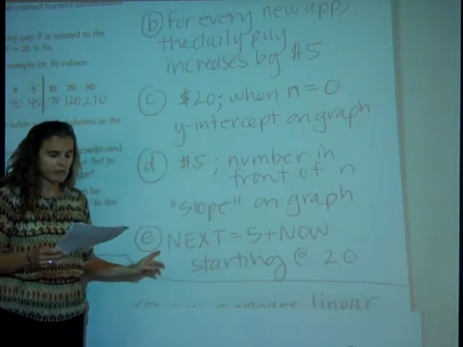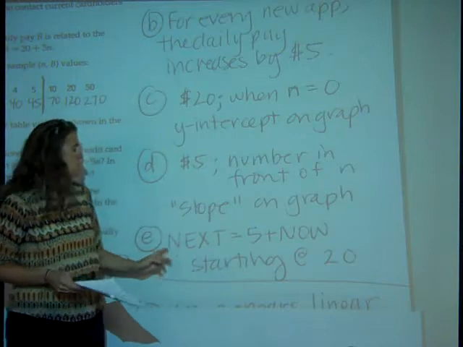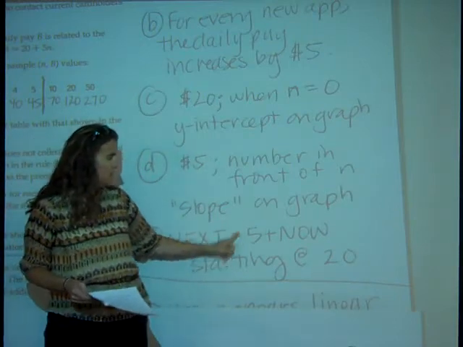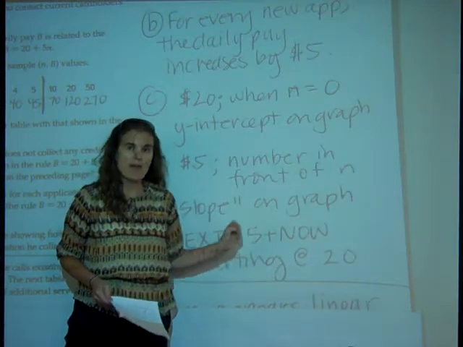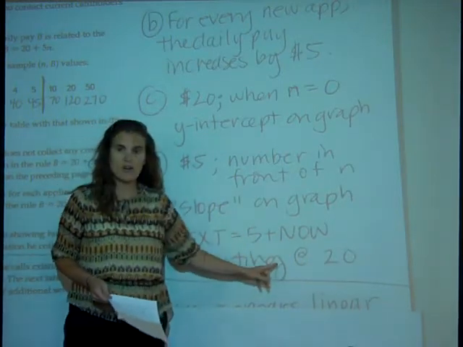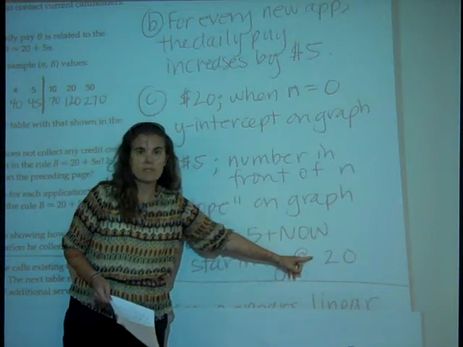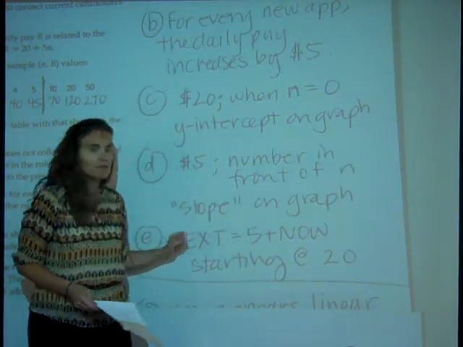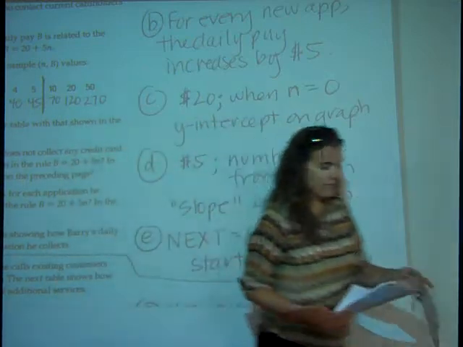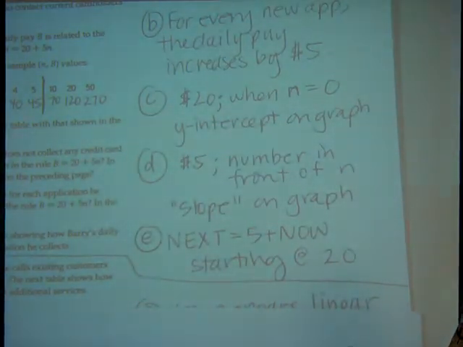And then letter E, they asked you to write a now-next equation. So the next term would always equal 5 plus the previous term, or the now. And remember, with your now-next, you need to mention where you were starting. So starting at 20. Because that was if you had no applications, we were up at $20. Okay. Again, if you haven't already done so, please read through number 2.